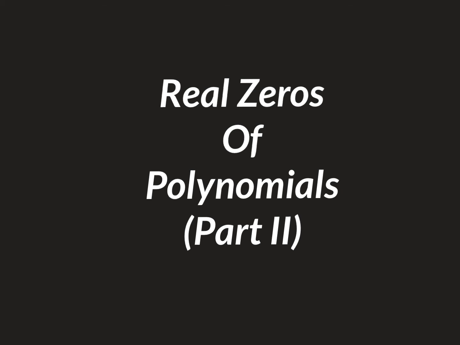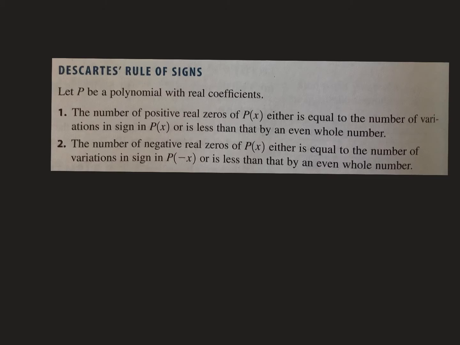All right, guys, part 2 of finding real zeros of polynomials. Part 2. Here we go. First thing is Descartes' rule of signs. We're trying to find zeros really out of nowhere, so any hint that we can get to what the zeros might be is helpful. And the rule of signs is one of those.